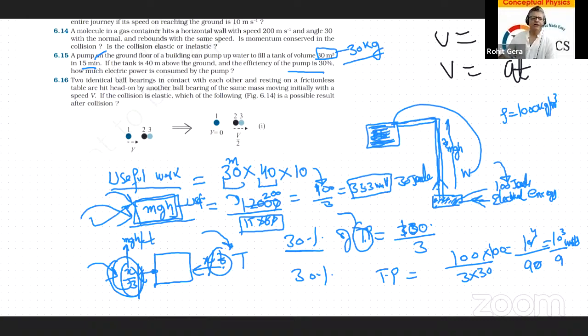Gravitational potential. When you see height, your immediate thought should be that the work is getting converted into GPE, gravitational potential energy.